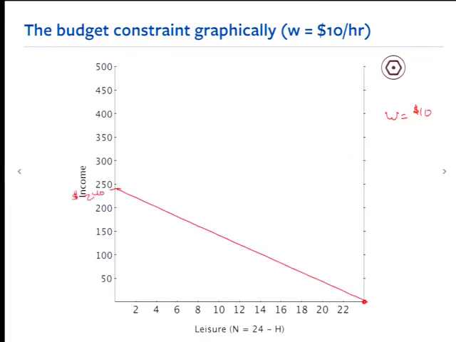So if you worked all day, you worked a 24-hour day, you would walk home with $240. If you work 0 hours, you walk home with $0. If you work 8 hours, 16 hours of leisure, you get $80. Thank you for catching that mistake earlier. All right? This here is my budget constraint.